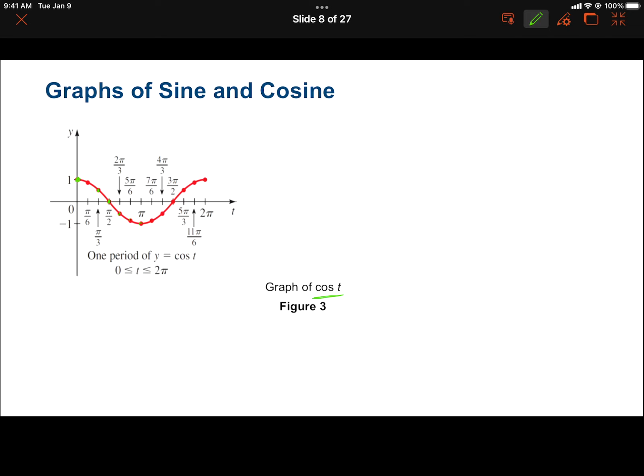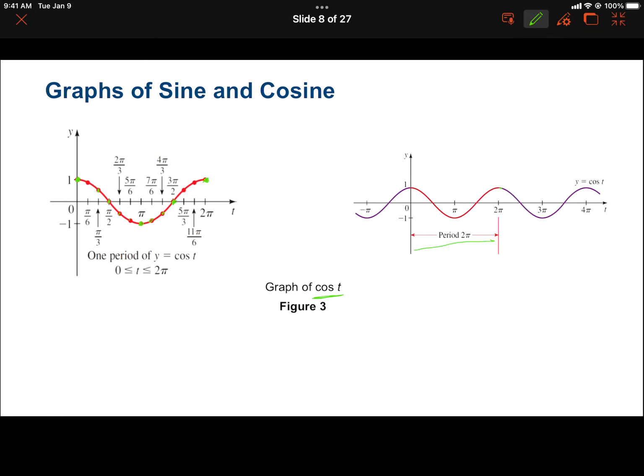Goes down. At pi, we're down at -1. Then it goes back up again, at 3 pi over 2 I'm at 0 again, until I get to 2 pi, which is 1. So this one, that's one complete cycle, one period of our cosine t. So then if you were to go out to 4 pi again, you can see one period was our 0 to 2 pi that we graphed over there.